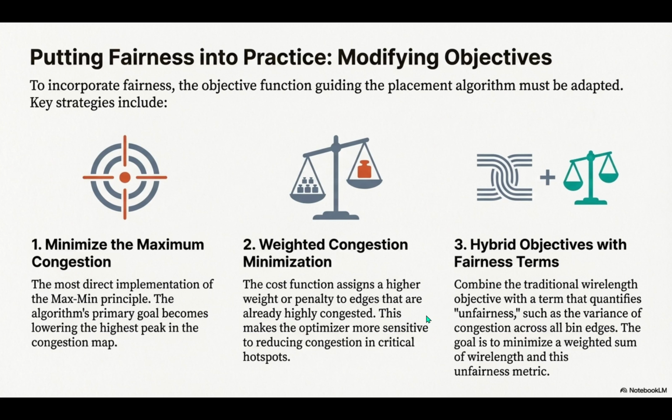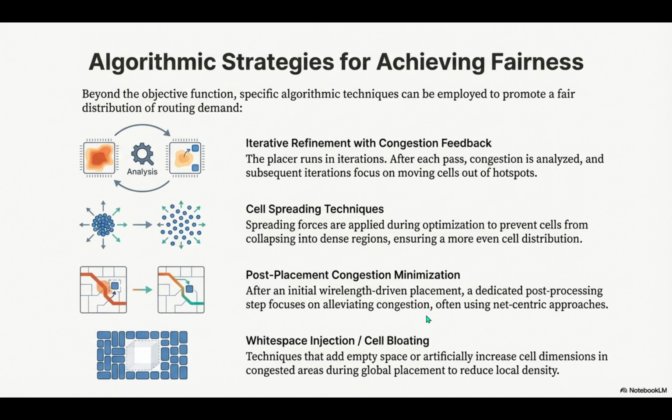What about techniques that physically push cells apart? That leads you to cell spreading techniques. Since wire length minimization naturally creates these attractive forces between connected cells, you have to introduce powerful repulsive forces to counteract them. So you're adding new physics to the model. You're adding mathematical forces, yeah. They're applied during global placement, and they're calculated based on local cell density and the predicted routing demand. They act like internal pressure, preventing cell clusters from collapsing into a single hotspot. And all this ensures a more even distribution of components and therefore of routing demand.